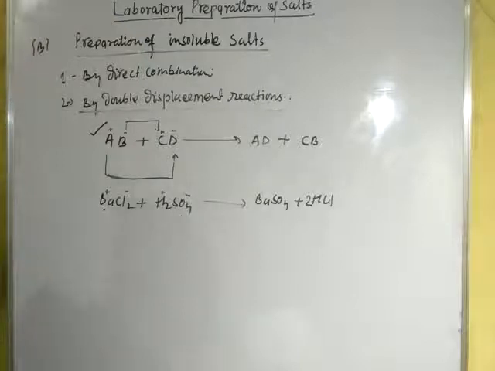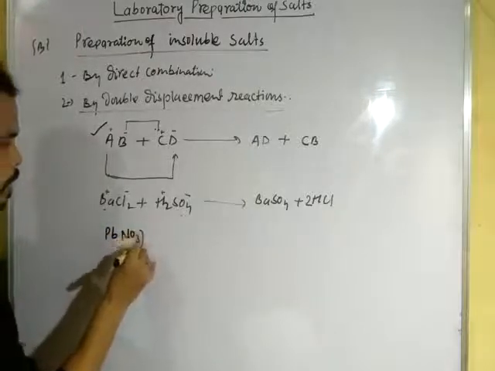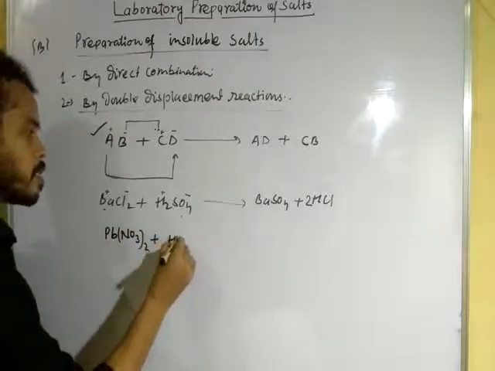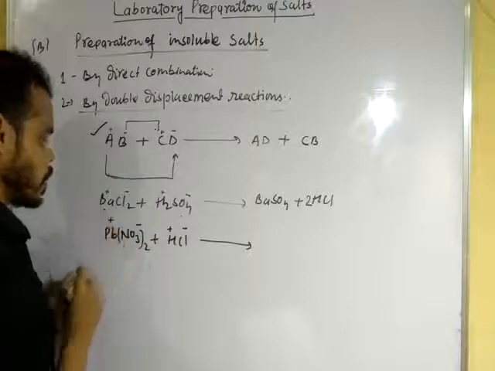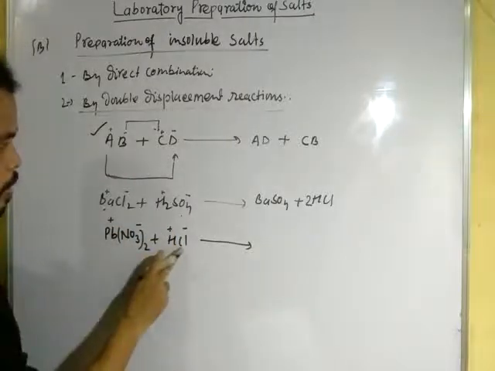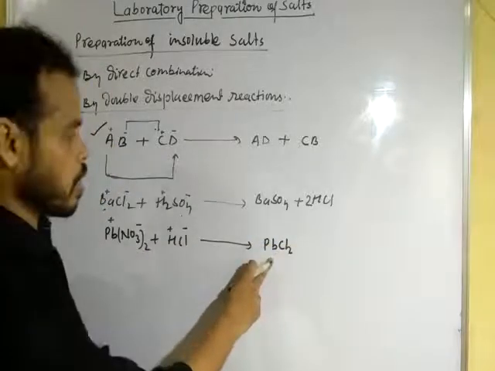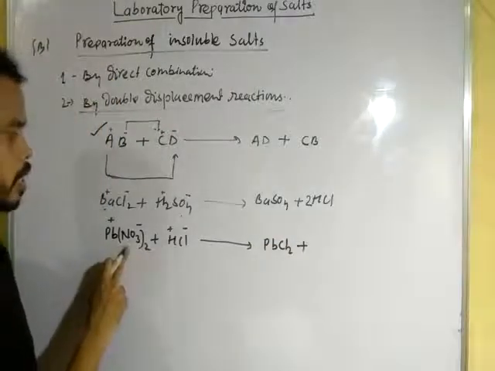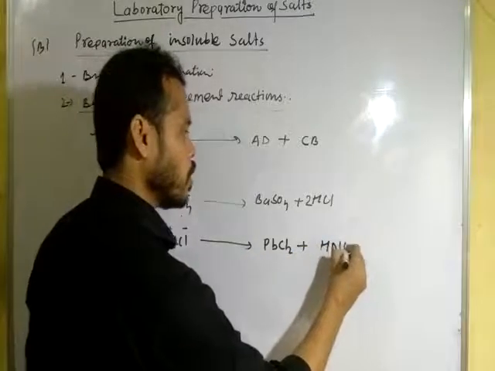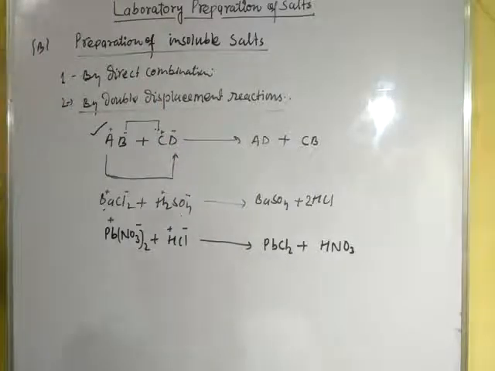Okay, dear student. Next one is when lead nitrate, Pb(NO3)2, combines with HCl. You know, this is the negative part, positive part, negative part and positive part. Lead combines with Cl to form lead chloride, PbCl2. The valency of lead is 2 here, so lead chloride. And hydrogen combines with nitrate to form HNO3. Very simple. Simply you can form the product.